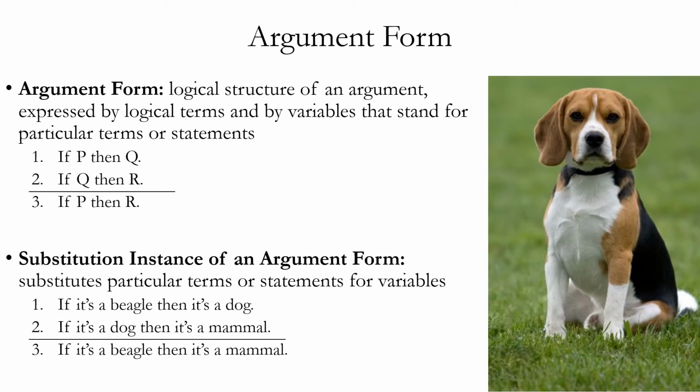So this is why validity is such a powerful concept. Even if we're not sure what the particular statements are or whether they're true or false, we can still determine if the argument form is valid or invalid. So let's look at a particular substitution instance of that general argument form. The general argument form is if P then Q, if Q then R, therefore if P then R. The substitution instance is if it's a beagle, then it's a dog. If it's a dog, then it's a mammal. Therefore, if it's a beagle, then it's a mammal. This is a valid argument form because if the premises were true, the conclusion would have to be true.